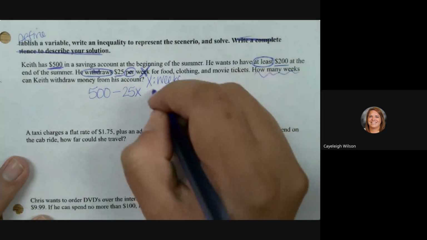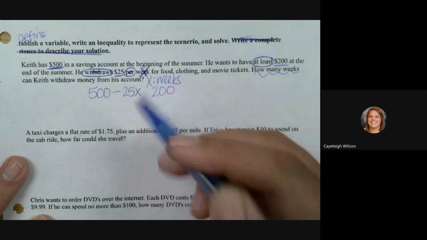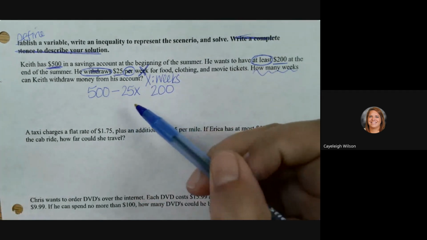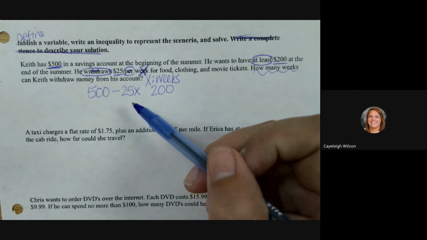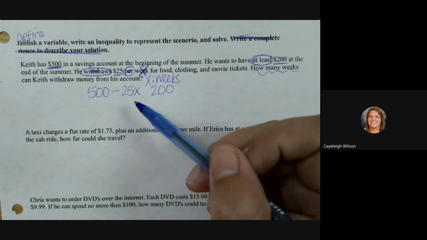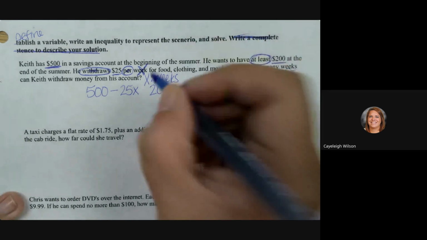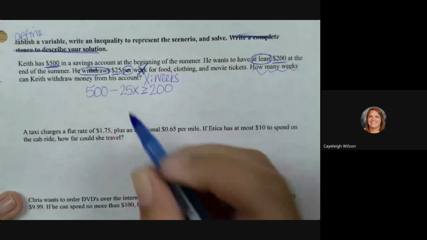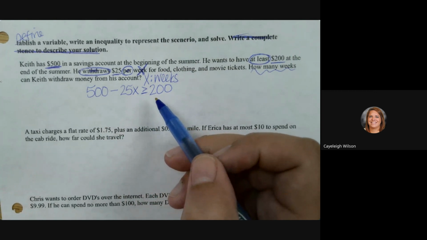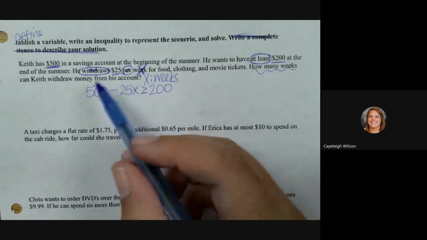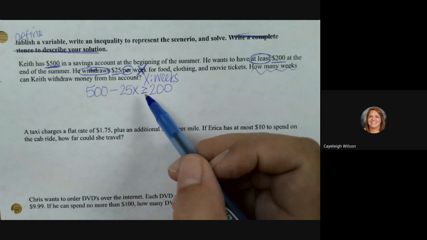So if you want to have at least 200, would you eat the X or eat the 200? 200. No, X. I would eat the X because at least 200 means that you want 200 or you are happier with more. At least 200. So I would eat the X side, and at least means that you would be happy with 200, but you'd really like to have more. So there's my inequality, and then I'm going to solve it just like I solved my other inequalities.